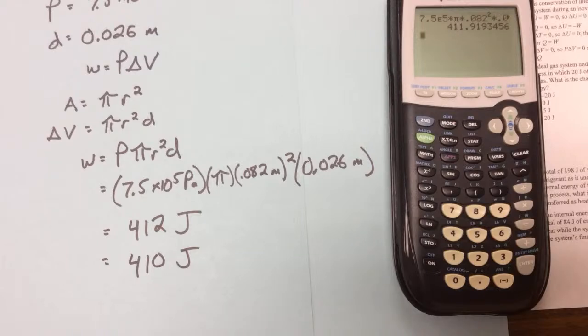Probably what happened is, if you got 409, you maybe did part of the calculation, like the volume calculation, and then rounded it, and you just got 409. But perfectly fine, no problem. You get full credit for that. Okay. Any other questions?